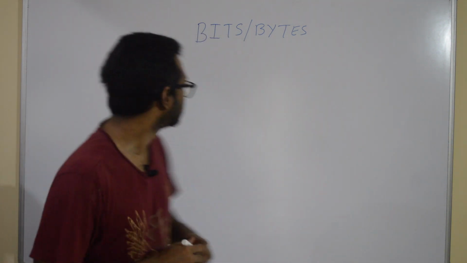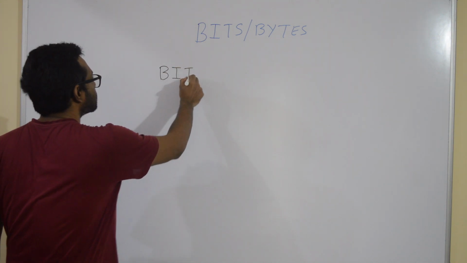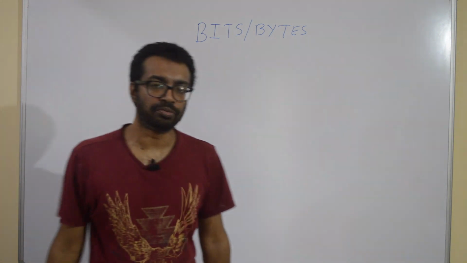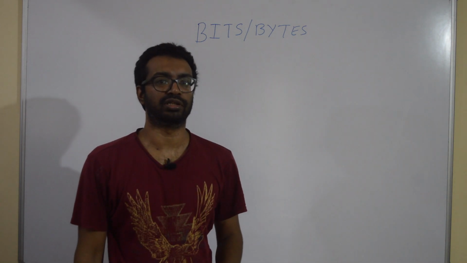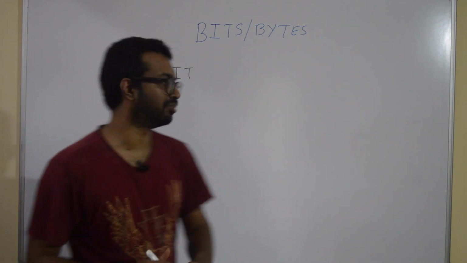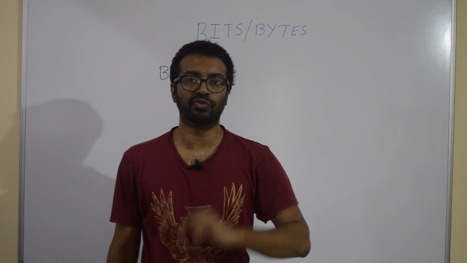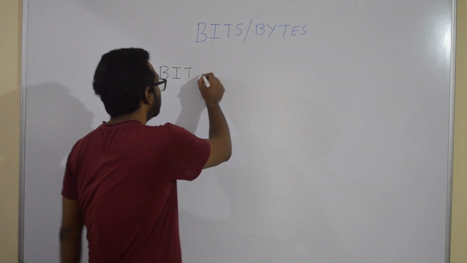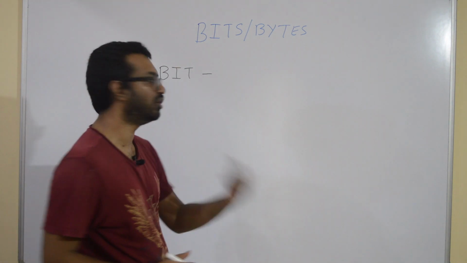So what is a bit? A bit is a single unit of information. It's an indivisible unit of information. It can store one of two values. A bit can either store the value 0 or the value 1.